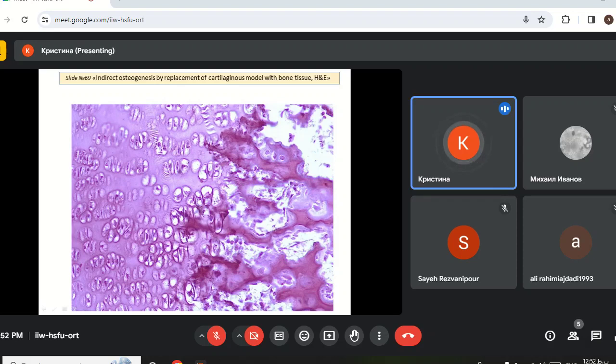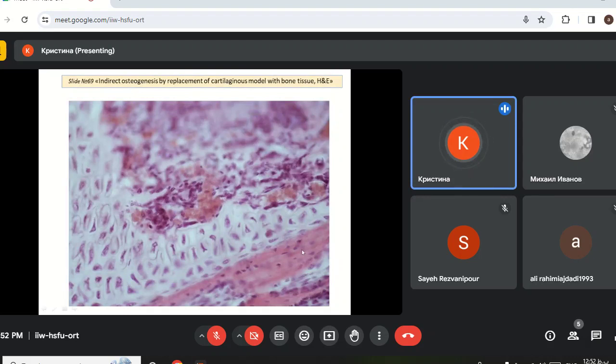It is broken down with the formation of cavities, which are filled with mesenchyme and blood vessels, and in this area you can see that the osteoblasts start to form the bone tissue surrounding the remnants of the calcified cartilage.